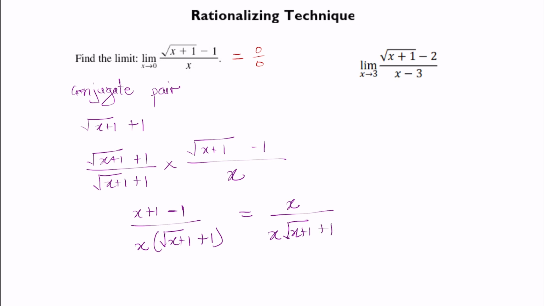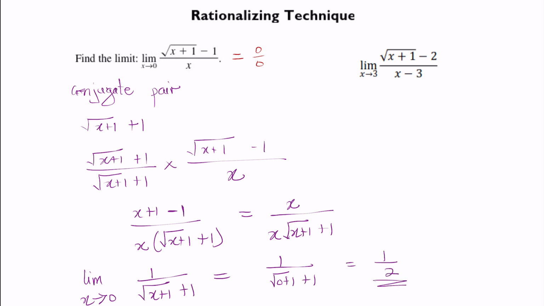And now we can comfortably simplify this to the limit as x approaches 0 of 1 over the square root of x plus 1, plus 1. And we substitute our 0 directly, we get the square root of 0 plus 1, plus 1, which gives us 1 over 2. So that gives us the answer to this question.